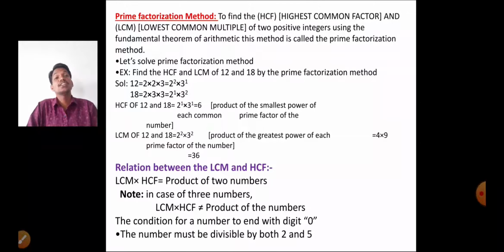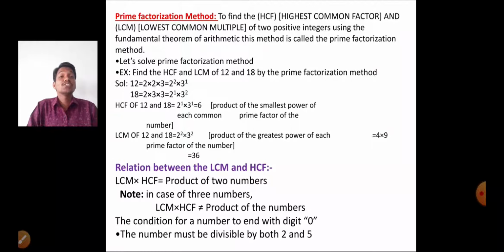Solution: here find the factors of 12 and the factors of 18. So 12 equals 2 into 2 into 3. 2 2s are 4, 4 3s are 12. So here how many 2s are there? 2 square into 3 to the power of 1. 18 factors: 2 into 3 into 3, so equals 2 to the power of 1 into 3 square.